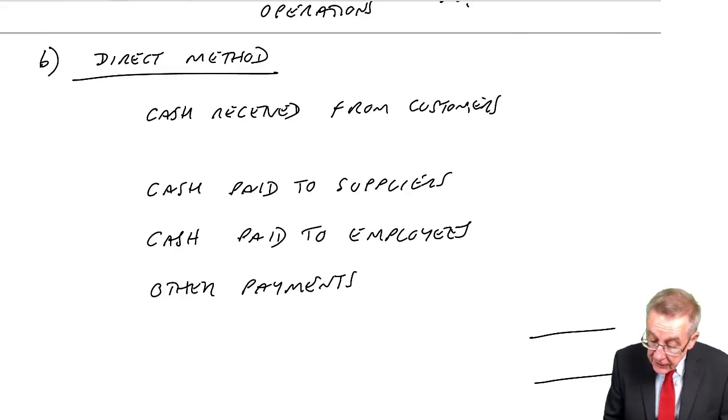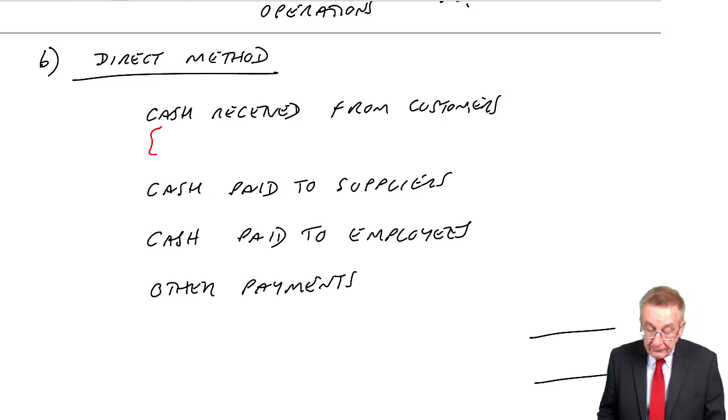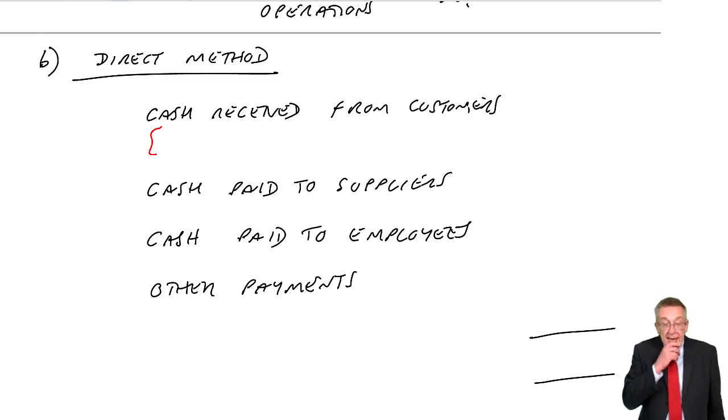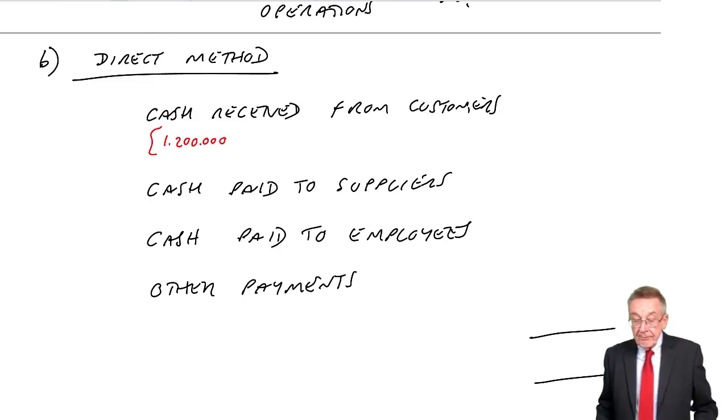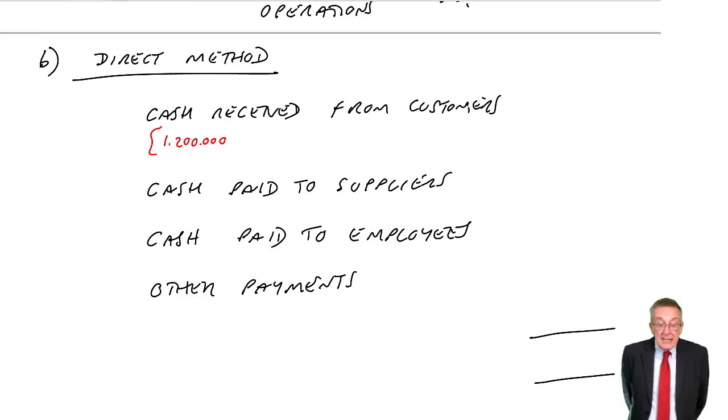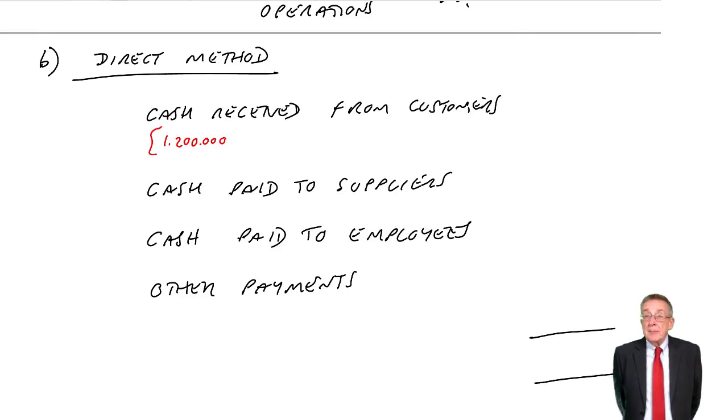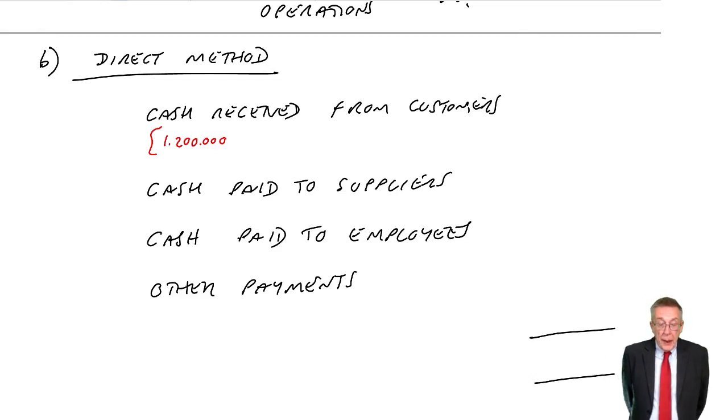First of all, cash received from customers. Now I'll do the workings here. Because how can I get it? I know what the revenue was. It was 1.2 million. So those are the sales. Why haven't I received that much cash?